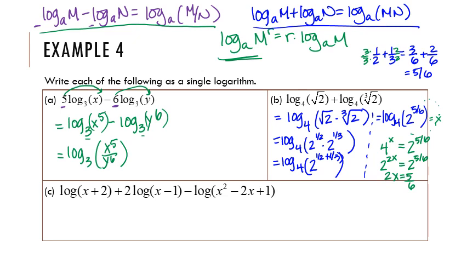Divide both sides by 2, which is the same thing as multiplying by 1/2. And I get 5 over 12. So this entire thing ends up equaling 5 over 12.